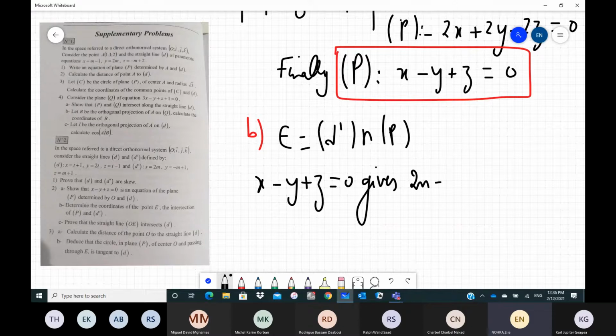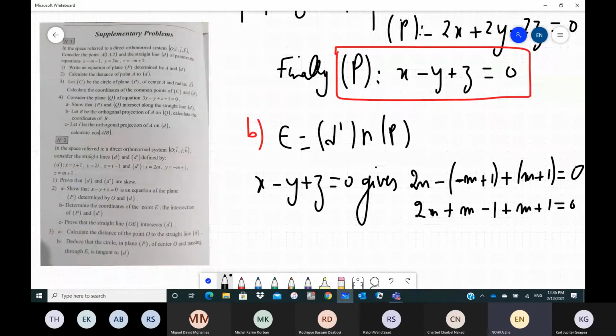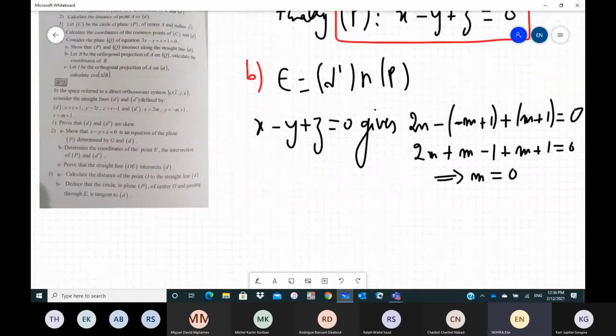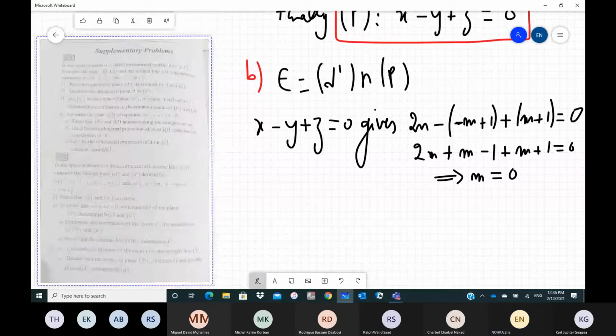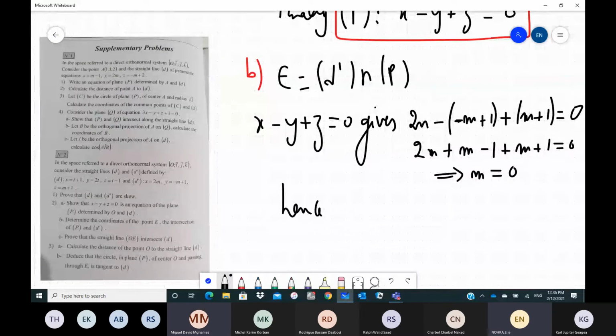It gives 2m minus m plus 1 plus m plus 1 equal to 0, that is 2m plus m minus 1 plus m plus 1 equal to 0, so m equal to 0. Here the point is the point A that we took before, if you remember. And we replace in D prime, it gives the point B that we took before, (0, 1, 1).